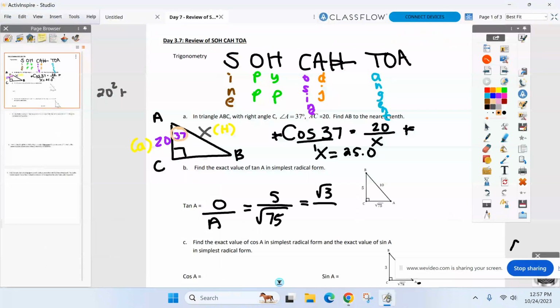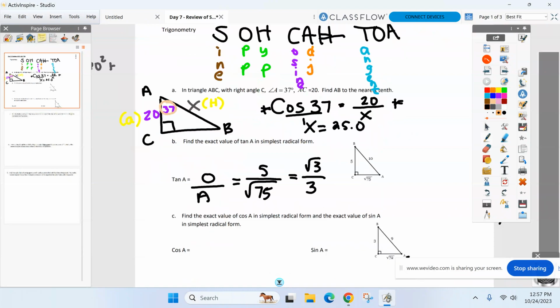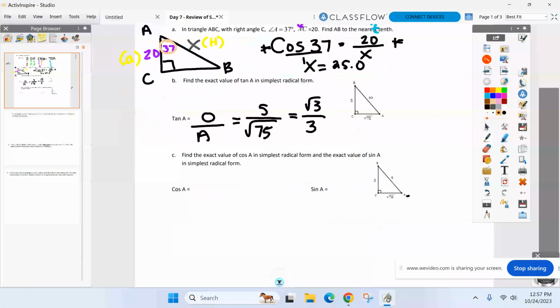I want you focused on the sine, cosine, tangent stuff. I don't want you focused on the solving. It's less things to worry about with that calculator. Any issues? Okay, let's keep trucking. Same thing now. Find the exact value of cosine and sine of A now on this triangle.